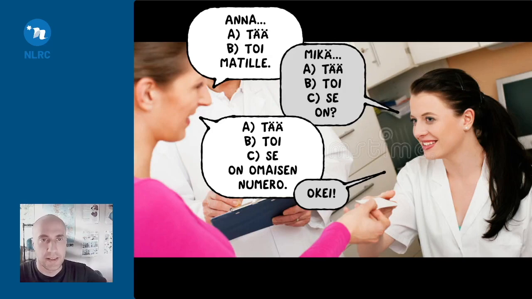I would say anna tää Matille, since at the moment they are handing it out, it's associated with them, they have it. And then, if we assume that the situation goes on, the nurse could either say mikä tää on if they grab it, or mikä toi on, mikä se on, if the client is still holding it. And then the last bubble also kind of depends on how you interpret the situation. So if they have passed the item on already, then maybe se on omaisen numero would make the most sense, but tää on omaisen numero is also fine if they are still holding it.